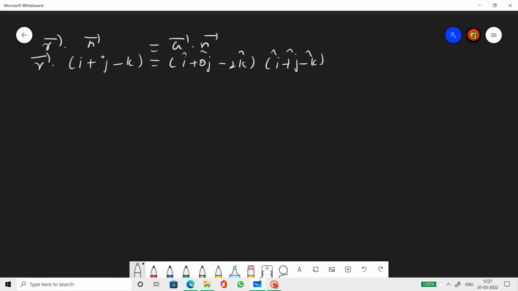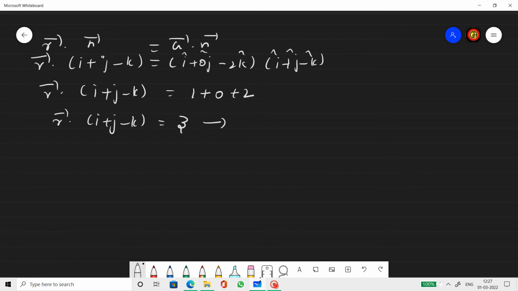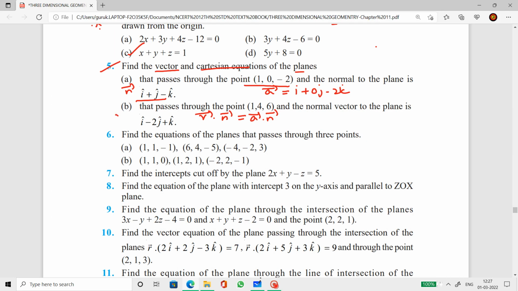Now multiply. So r vector dot i plus j minus k equals 1 plus 0 plus 2, which is 3. This is the equation of the plane in vector form. For Cartesian form, you change r vector to xi plus yj plus zk. Then you get x plus y minus z equals 3. So this is the Cartesian form. Okay, so that is how we do the next sum also.